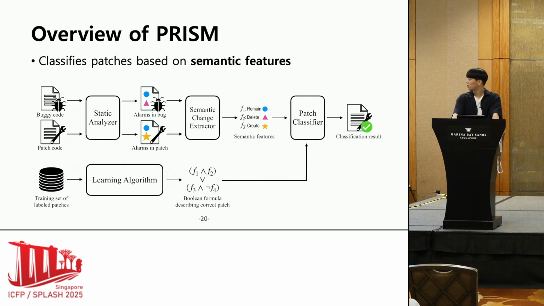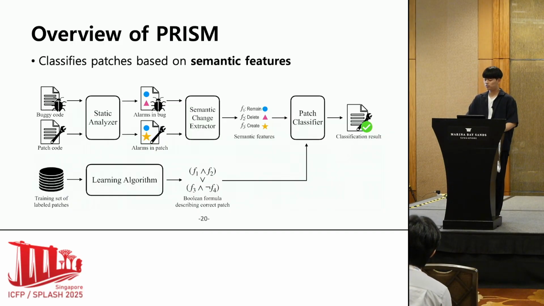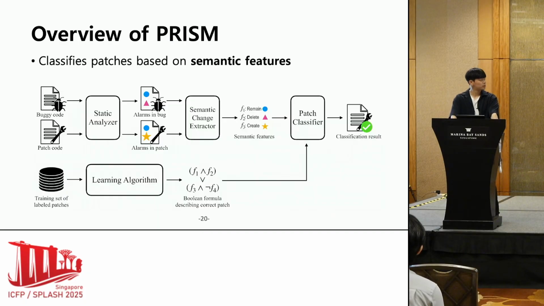This is the overall workflow of Prism. It takes the original buggy program and the patched program as input. Then it analyzes both programs separately. Next, it compares the alarms reported by the static analyzer and represents the patch as a semantic feature vector. Finally, using a learned formula trained on the labeled dataset, Prism classifies the patch as correct or incorrect.